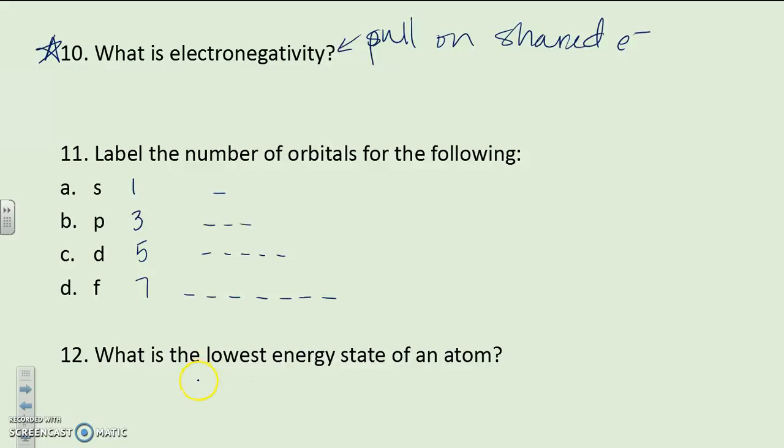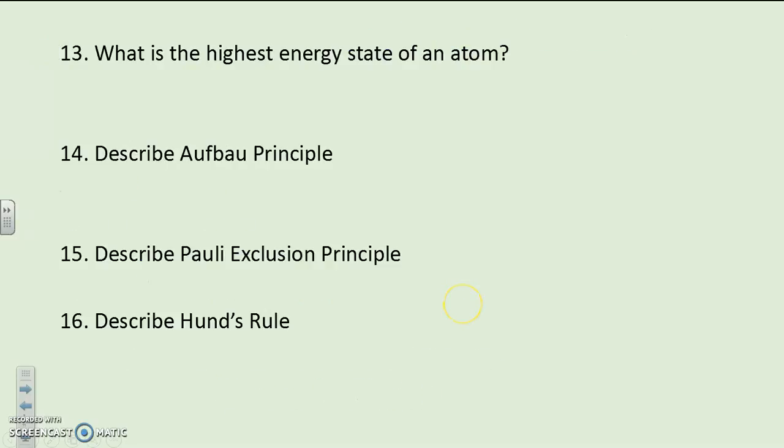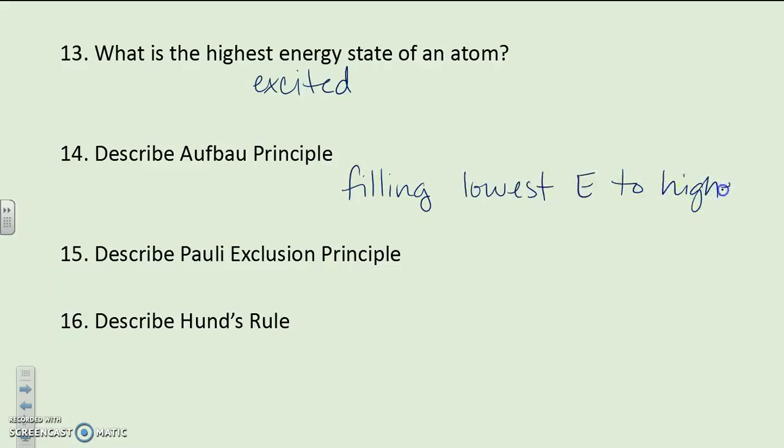What is the lowest energy state of an atom? That's called its ground state. What is the highest energy state of an atom? That's called its excited state. Number 14, Aufbau principle means filling up. You fill the lowest energy levels first to the highest energy levels. Describe the Pauli exclusion principle. That means if there's 2 electrons in an orbital, they must have opposite spins.